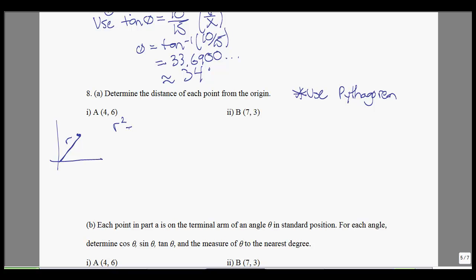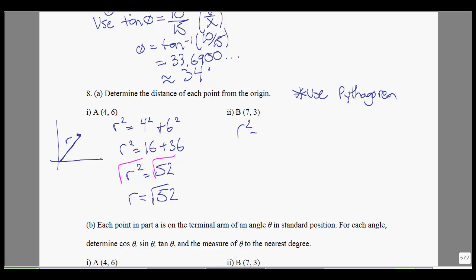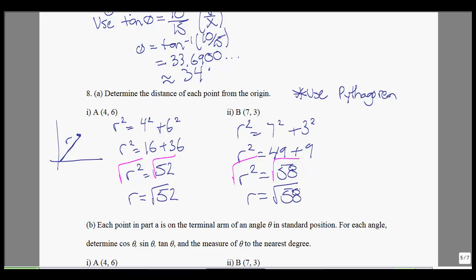A, we have R squared equals our 4 squared plus our 6 squared. R squared equals 16 plus 36. R squared equals 52. Square rooting both sides, we get R equals square root 52. For point B, we have R squared equals 7 squared plus 3 squared, which is 49 plus 9. R squared equals 58. Square rooting both sides, we get R equals root 58.